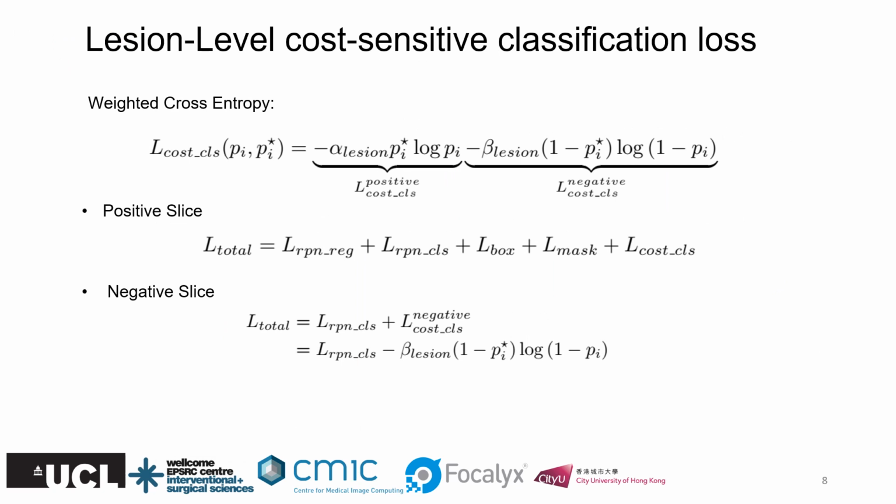More specifically, the lesion-level cost-sensitive classification loss is defined in this formula. In this formulation, p_i star is 1 if the ith region proposal is positive. Otherwise, p_i star is 0. With a larger value of alpha than beta, the network emphasizes more on the regions with positive labels, and thus punishes the lesion-level false negatives. On the other hand, with a larger value of beta than alpha, the network emphasizes more on the regions with negative labels, and thus punishes the lesion-level false positives.